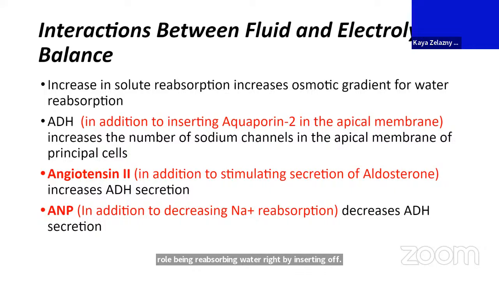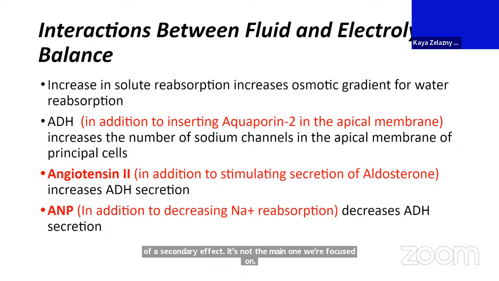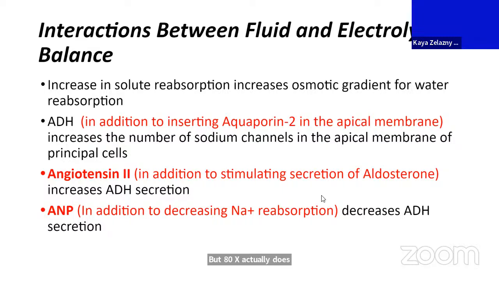right, by inserting aquaporin 2 on that apical membrane, so the one facing the filtrate that's about to become urine, right? Letting water into the cell, exiting out the basolateral membrane into the peritubular fluid and then the plasma through aquaporin 3. This is just a note that it does actually also have a kind of secondary effect. It's not the main one we're focused on, but ADH does increase the number of sodium channels a little bit on the apical membrane. It's kind of a secondary effect.